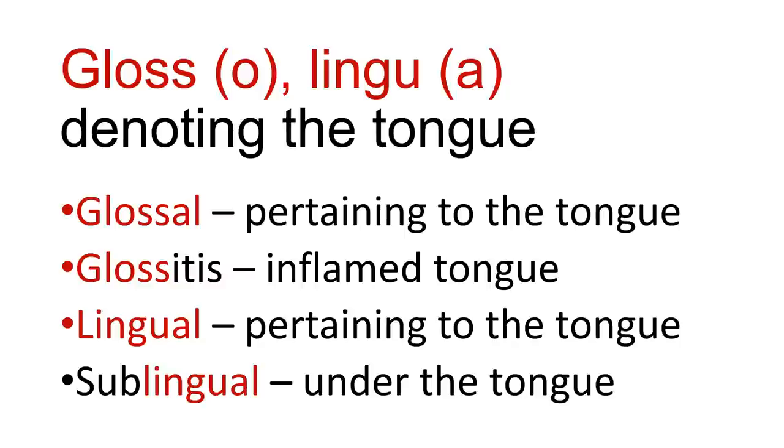Now, gloss and lingue are both terms meaning the tongue. And again, it's Latin and Greek here. So glossa is Greek for tongue, whereas lingue is Latin for tongue. So glossal just means pertaining to the tongue. Glossitis would be inflammation of the tongue. And lingual is also pertaining to the tongue. For example, sublingual would be under the tongue. So if a patient has chest pain, we will often give sublingual glyceryl trinitrate because it's absorbed much more quickly under the tongue than it would be if the medication was swallowed.